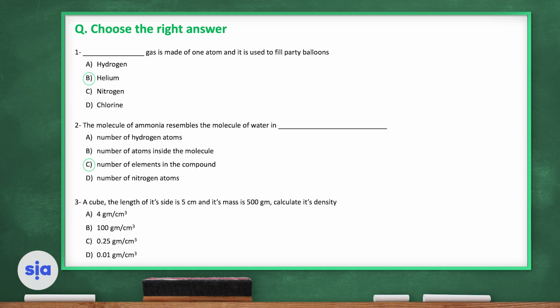A cube, the length of its side is 5 centimeters and its mass is 500 grams. Calculate its density. Do you remember how to calculate density? Mass divided by volume. So what is the volume here? We have to multiply 5 times 5 times 5 to get the volume of the cube. And then we have the mass. So mass divided by volume. It will be equal to 4 grams per cubic centimeter.